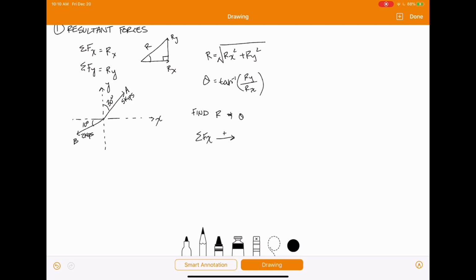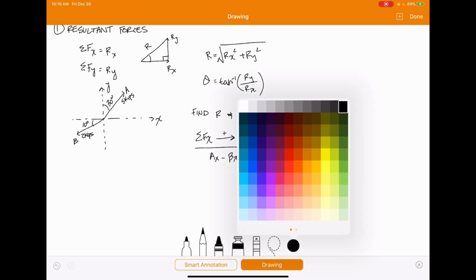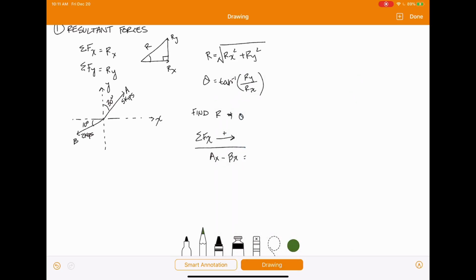We're going to go ahead and sum up our forces x, and we're going to call going to the right as being positive. So when we do that, we're going to have ax and a negative bx. So ax is going to be this distance here. All right, now that can be moved up here. So it's that right there. So it's opposite of our angle.